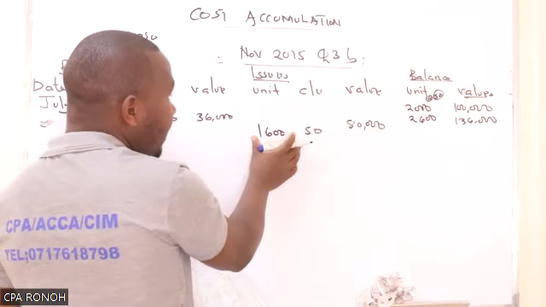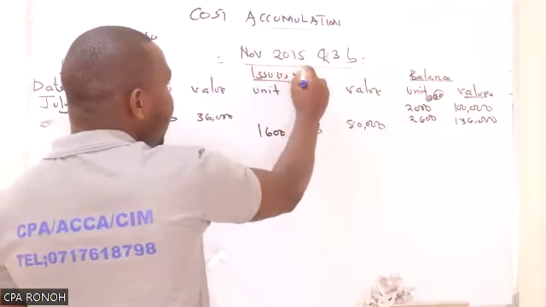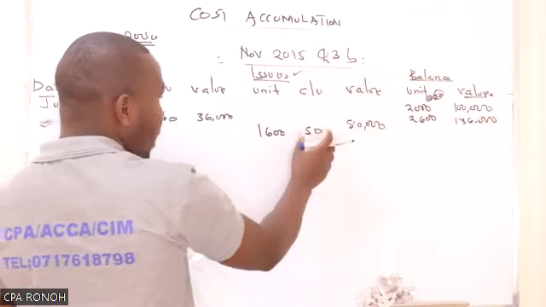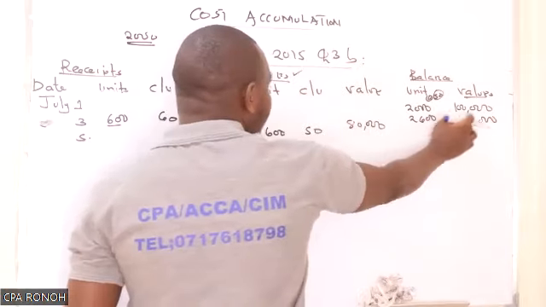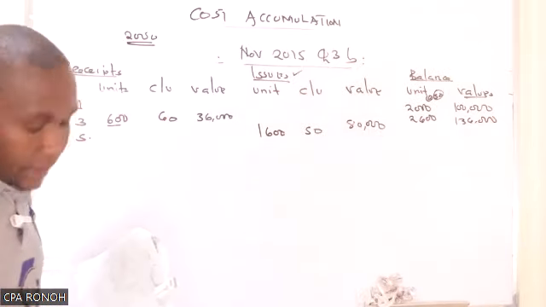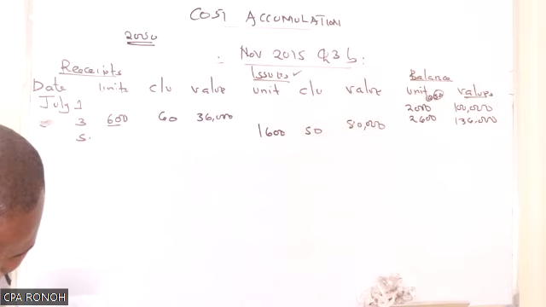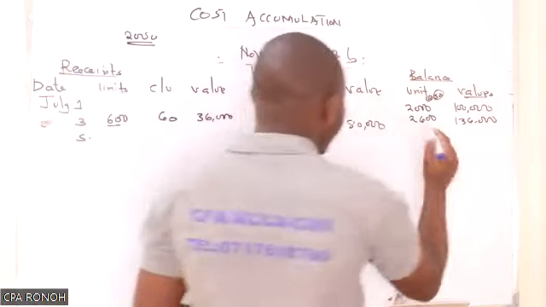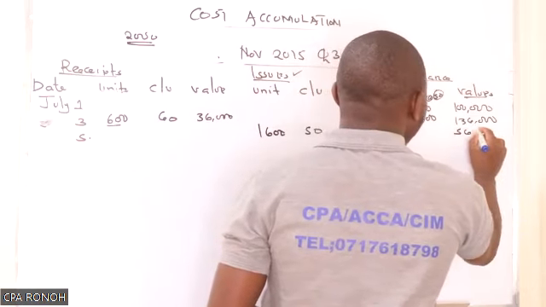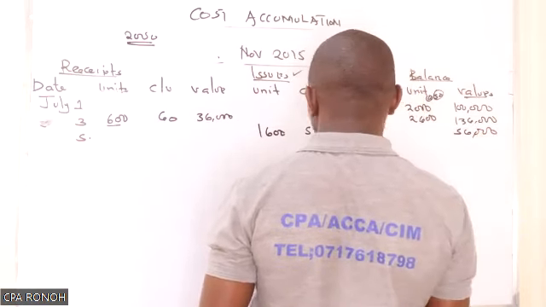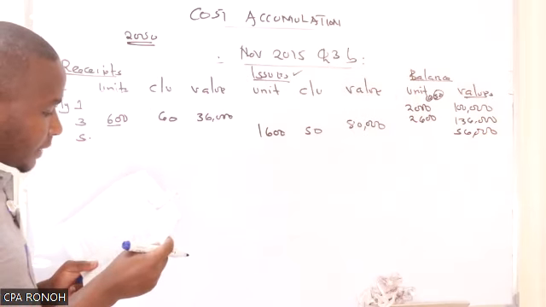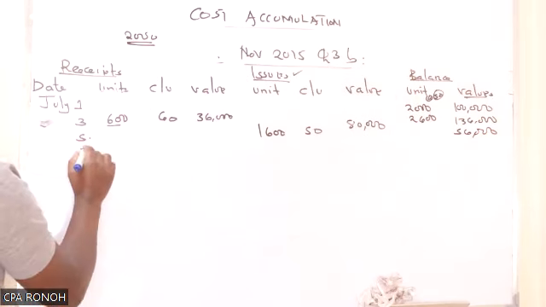Then from that, this one to make issue. So if you issue, you reduce the balance. It will be 80,000 minus 136,000, so 136 minus 80 is 56. So here we have 56,000 as our balance. Then we go to the second date, which is date 7.